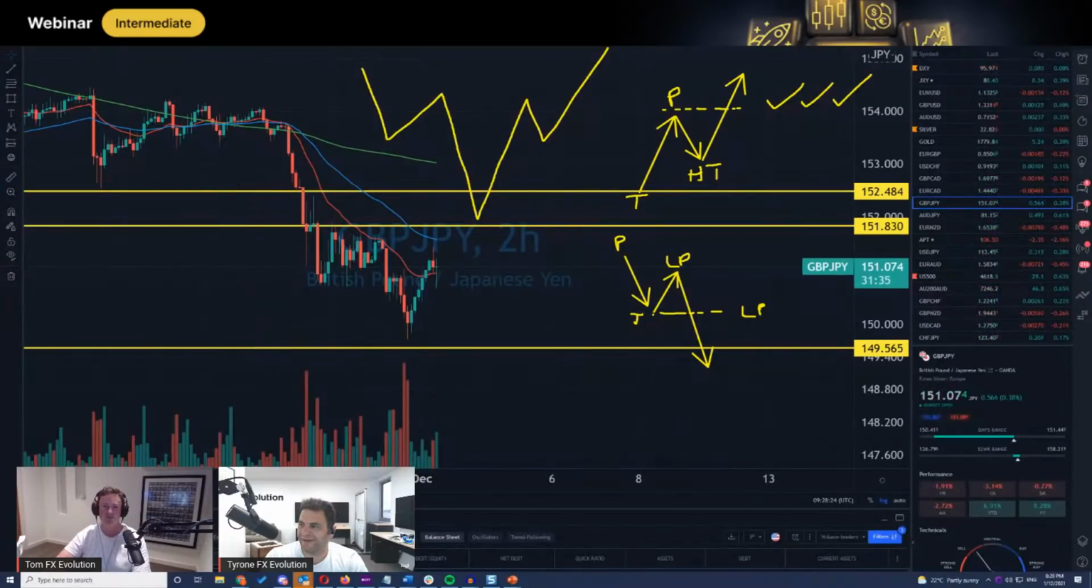So let's have a look if heaps of people have it. Inverse head and shoulders. They know, Ty.